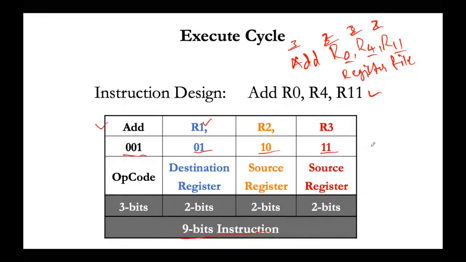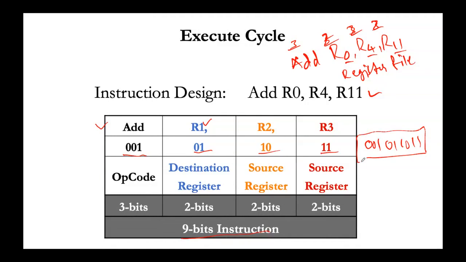Here the complete form can be written as 001, the opcode. The first operand is 01, the second operand is 10, the third operand is 11. So this is an instruction code. This instruction will go and be stored in the memory. To execute it, this instruction will be fetched from the memory and stored in the instruction register, that is 001, 01, 10 and 11.